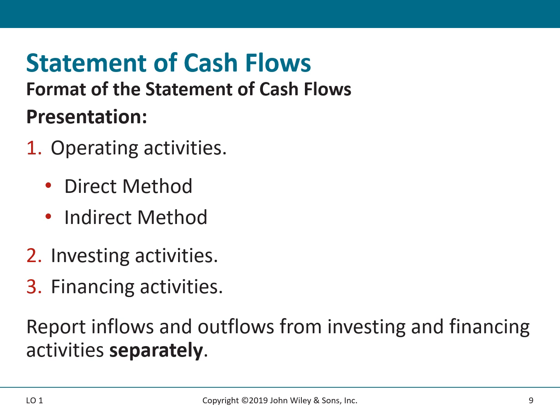So there are two different ways of putting together an operating section, the direct and indirect method. The investing section, the financing section, those are going to be the same regardless of which method you choose to use for your operating section. So you do want to report inflows and outflows from investing and financing activities separately. So essentially you'll have a little subsection, inflows, and list your inflows, and then a separate section for outflows within the investing section and within the financing section.